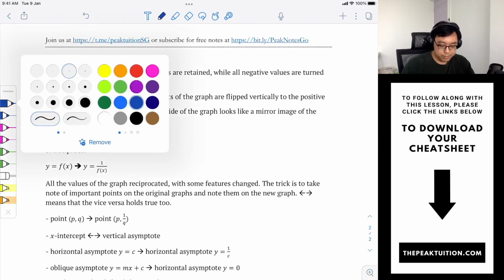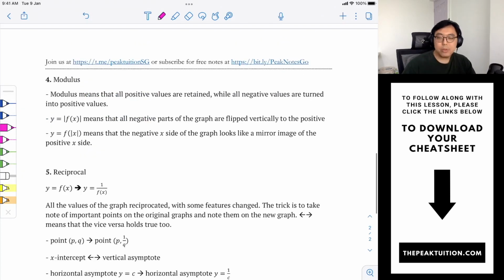And then we have modulus. Modulus means that all the positive values are retained while all the negative values are turned into positive values. So if the input produces a negative output, it is then changed into a positive output. One very simple way to show this is to just do an example, okay? So suppose we have a graph that looks like this.